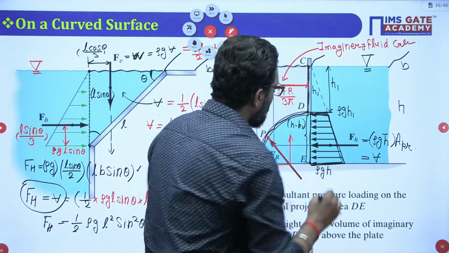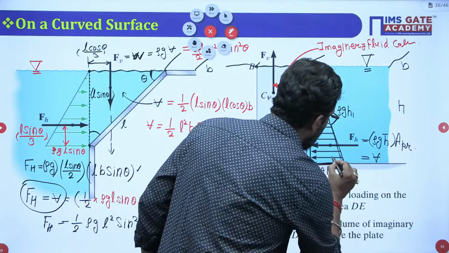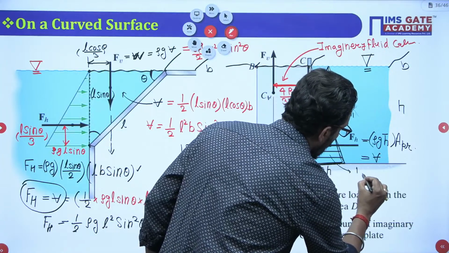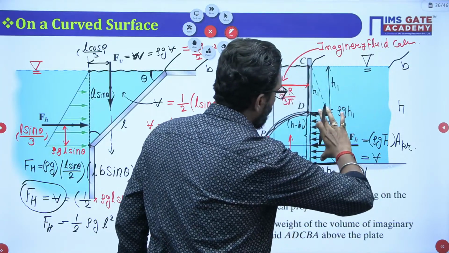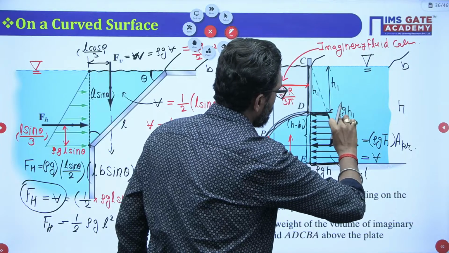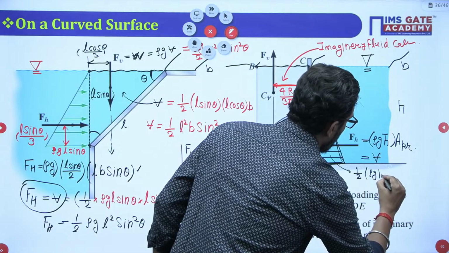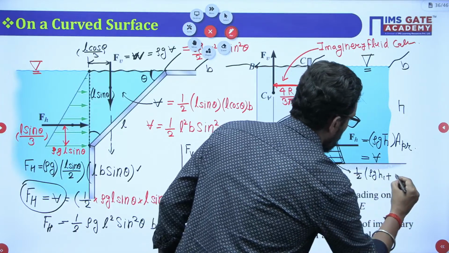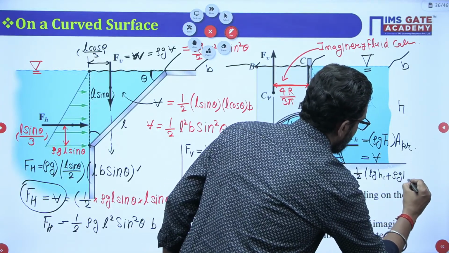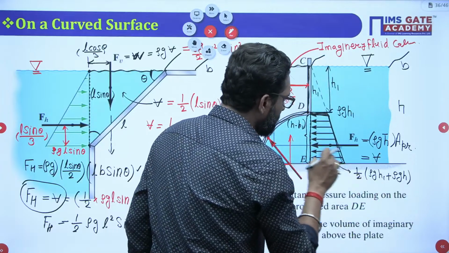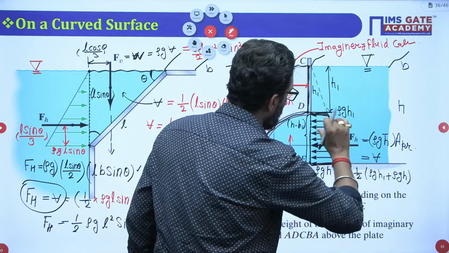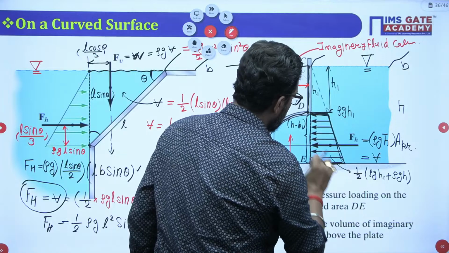Now, my dear, calculate the area. What is the area of this trapezium? Half the sum of both heights. This means rho g h1 plus rho g h. So this is your area. This is half of this plus this, times this gap.